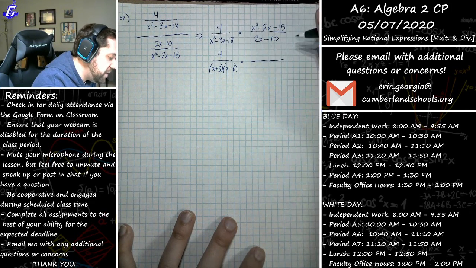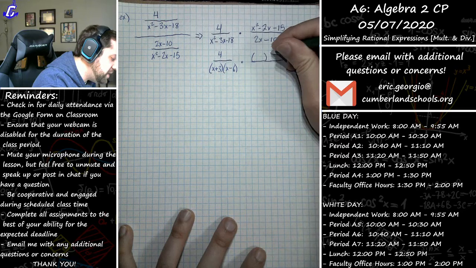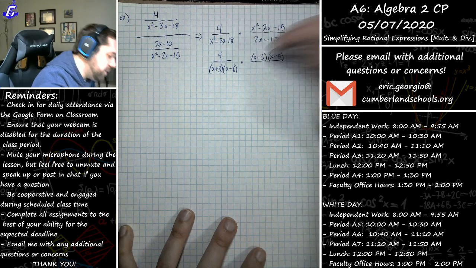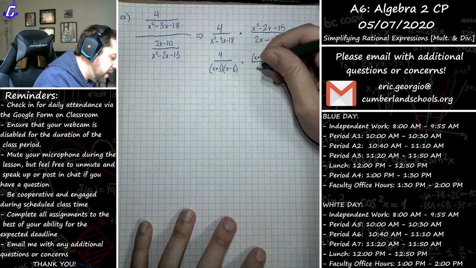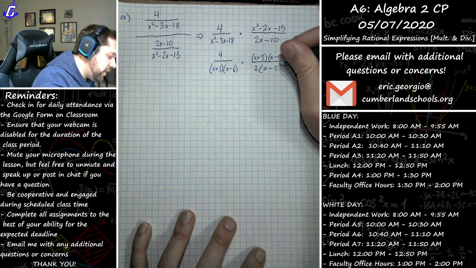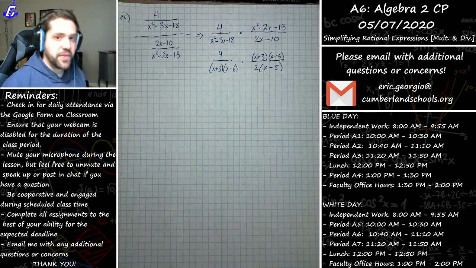I have x squared minus 2x minus 15. Should be able to factor that down to x and x. We need 1 plus, 1 minus, and I think minus 5 and plus 3 gets the job done. And last but not least, we could take out a GCF in that bottom right there, pull out a common factor of 2, and you're left with x minus 5.